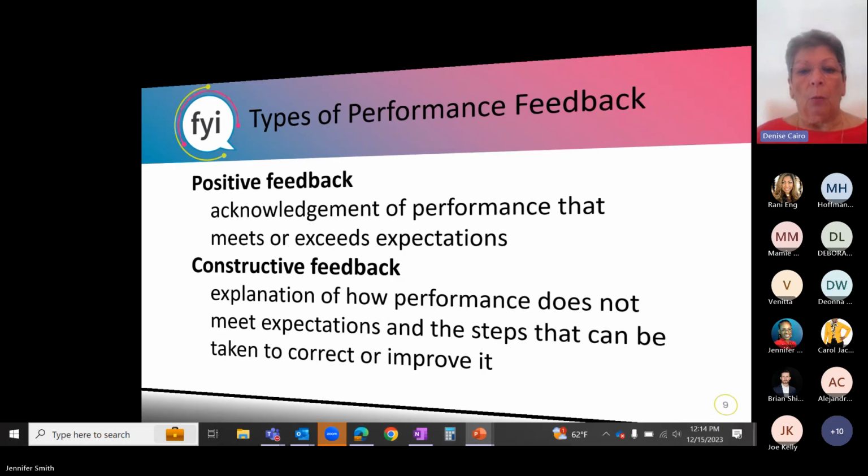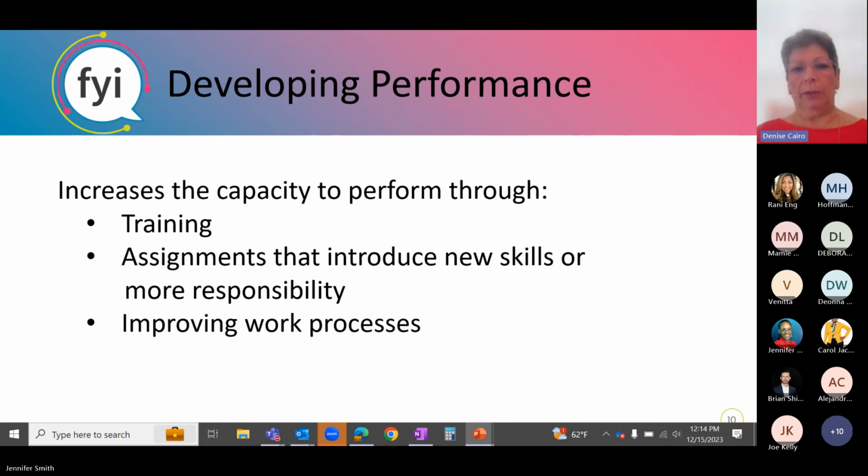Next slide, please. When we talk about how we can help employees to achieve those performance standards when they're falling short, we're talking about things like training, both formal and on-the-job training, assignments that introduce new skills or provide more responsibility, but also improving work processes. Frequently, we find when an employee isn't meeting their standard, it's not because they're not trying or they don't want to perform well. It's because there can be a lack of training. Sometimes it's something as simple as, and I've heard this many times over the years, an employee is distracted by other employees in the organization.